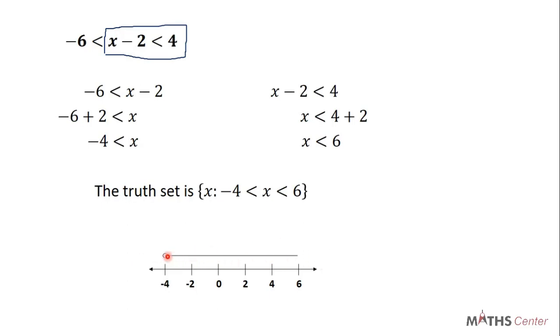Then you draw a small circle on the ends. Now, because x is greater than negative 4, you are not going to shade the circle. If it were x is greater than or equal to negative 4, you would have shaded the circle. But because it's strictly greater than, you are not going to shade it. And also because x is strictly less than 6, you are not going to shade this circle too.